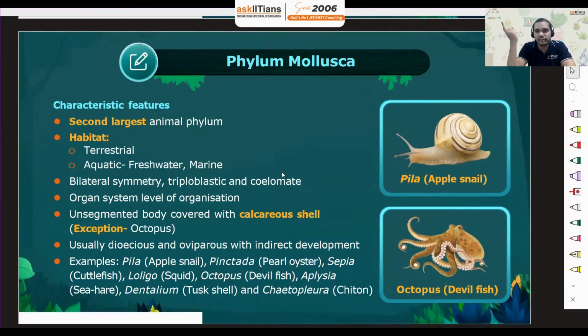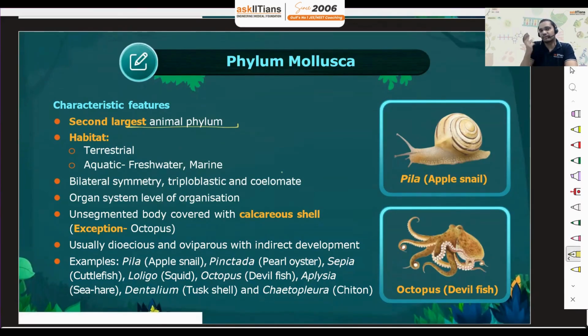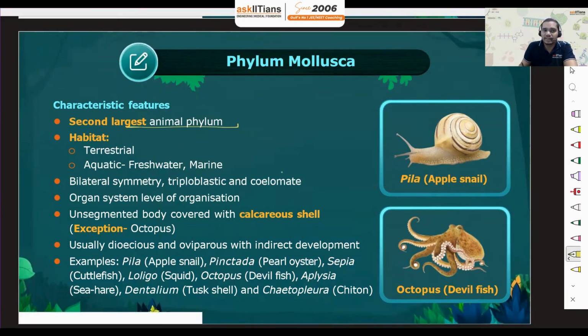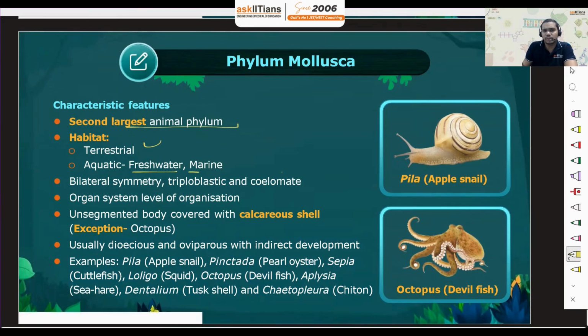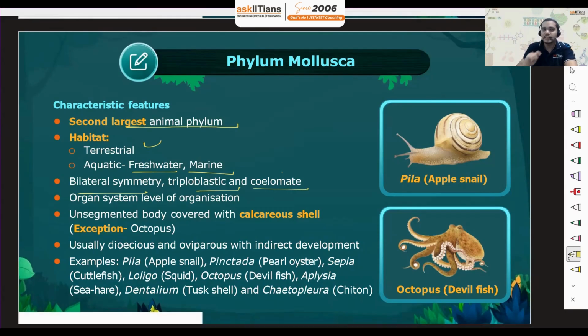What are the characteristic features? Yes, the soft skin, the soft body. It is the second largest animal phylum after the Arthropoda, after the insects. They are terrestrial, aquatic, sometimes freshwater, marine. They have bilateral symmetry, triploblastic, and coelomate. So they have a true body cavity, mouth to anus. Now, organ system level of organization, unsegmented body.